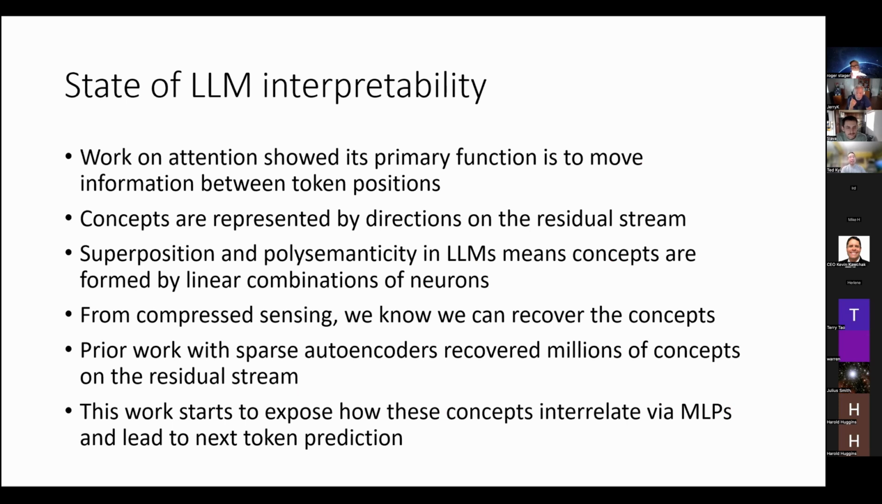All right, so that was my whirlwind recap from last week. Attention moves information to the current token position. Concepts are represented as directions. Superposition and polysemanticity mean that you are going to read things out with combinations of neurons, and from compressed sensing, we know that we can recover these concepts. So then there was prior work on an architecture called the sparse autoencoder.